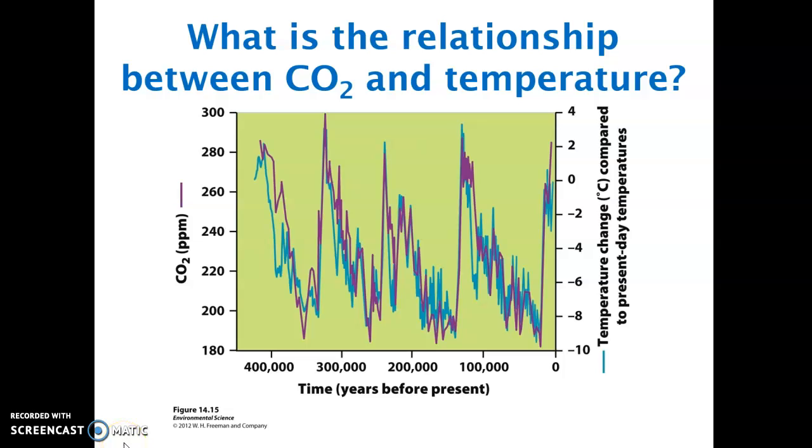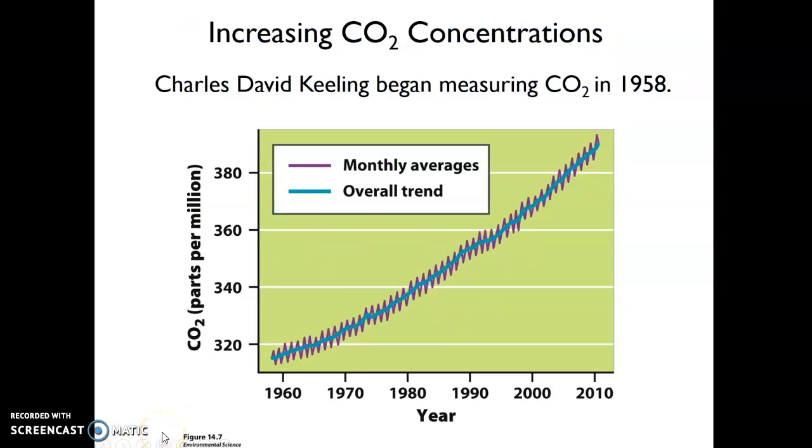Now we have some more recent data about CO2, so let's take a look at that. Okay, so a man named Charles David Keeling began measuring carbon dioxide back in 1958, which is the year shown here on the x-axis. And this graph shows the measurements of CO2 all the way through to 2010, and then I'll update you on current levels.